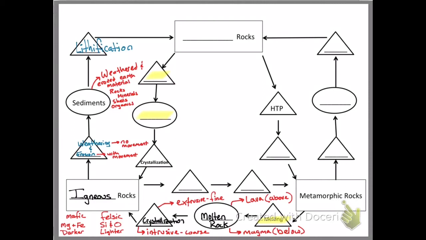Well, those are the two different types of lithification processes. You have compaction, which is squeezing stuff together from pressure, and the other one, cementation, which is gluing sediments together to form a sedimentary rock.